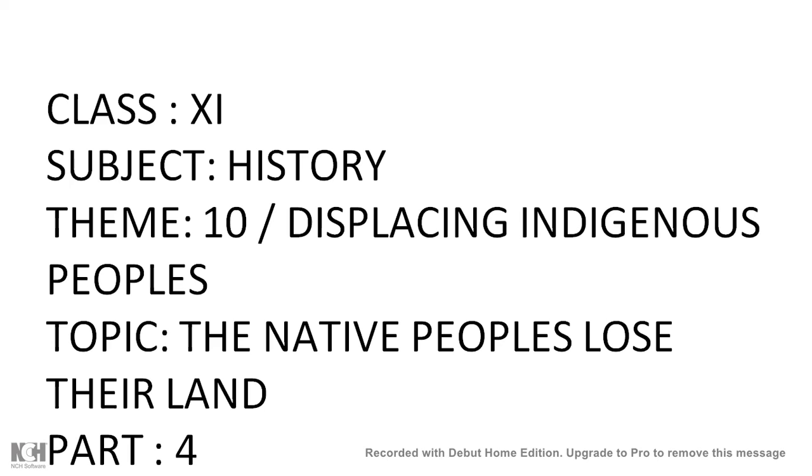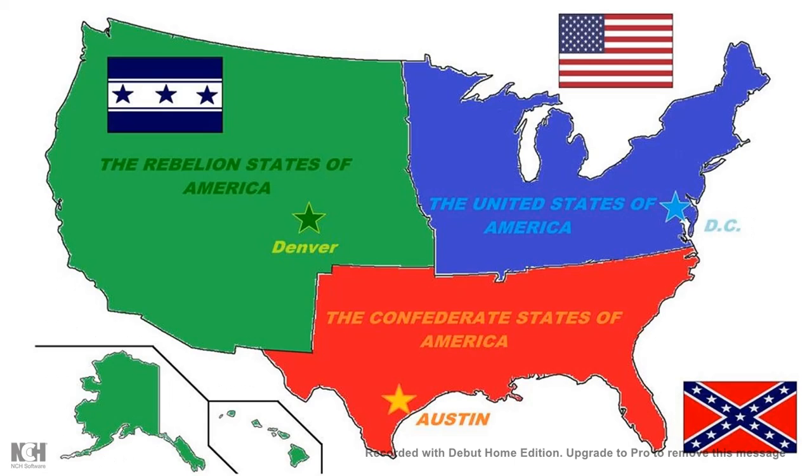The native people lost their land. Now in this map here you see the map of the USA. But we are talking about that period when the USA was divided into three parts. Here you see the three flags also. The blue portion was called the United States of America. The red color here, this part of America, was known as the Confederate States of America, and then the green color shows the rebellion states of America.